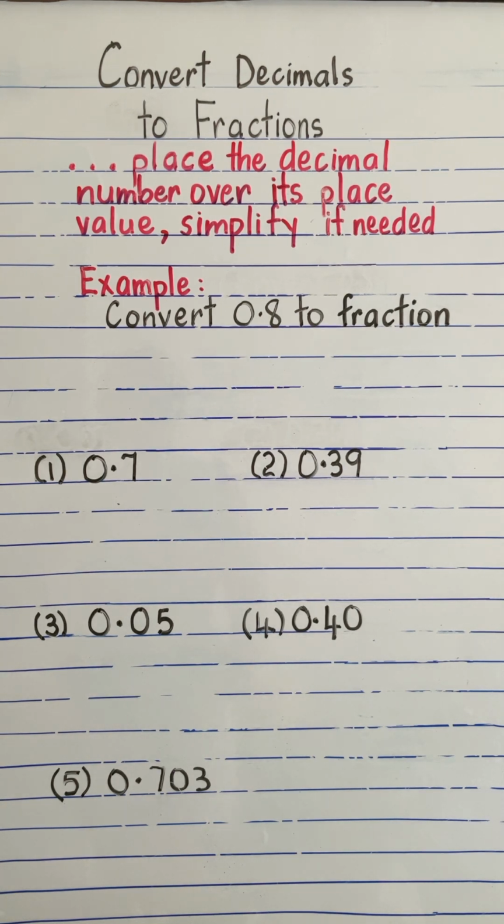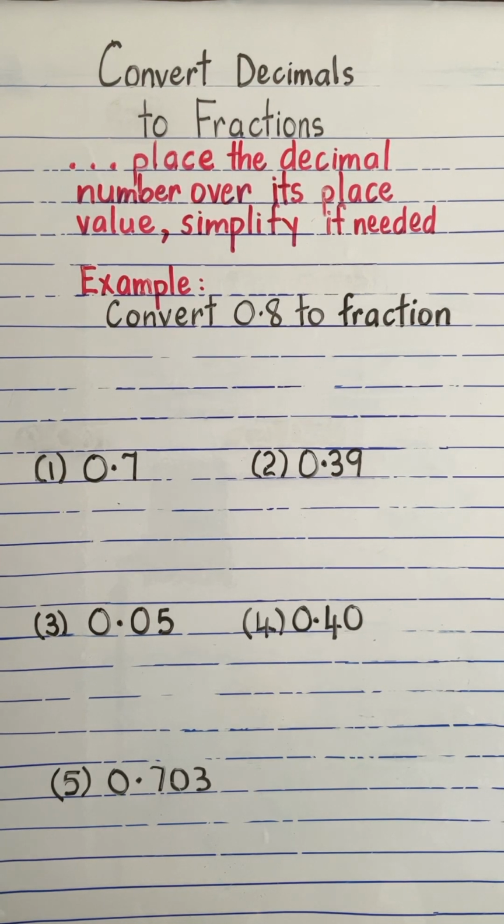Today we are converting decimals to fractions. And to do this, we simply place the decimal number over its place value and simplify if needed. Example, convert 0.8 to a fraction.